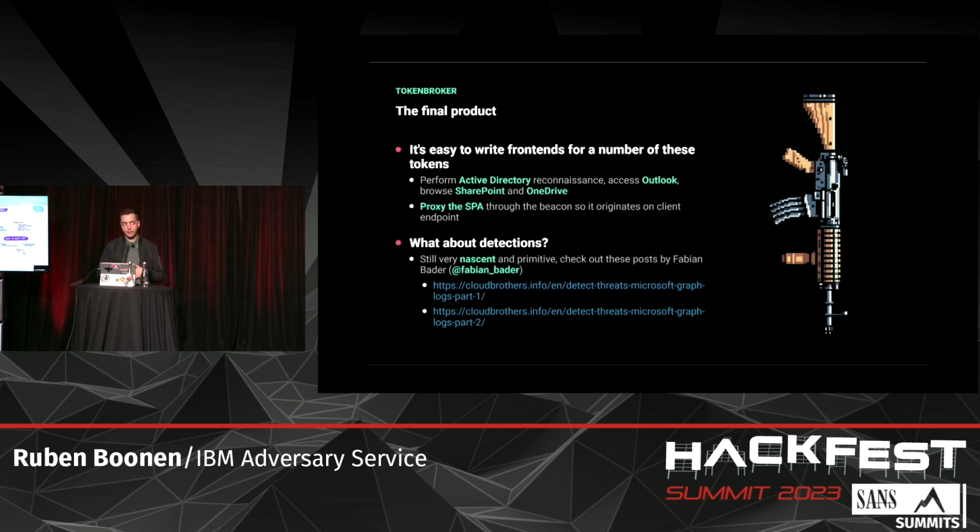And I think it's relatively easy to write these kinds of front ends. For example, the Outlook one, I think maybe if you implement 12 or 15 small JavaScript functions, you have the whole API basically. And then you just need to do some web development, which, you know, might not be pleasant, but it should be fine. Yeah. And so you can write some tools on top of these tokens to do AD recon, access Outlook, SharePoint, OneDrive, all of that good stuff.